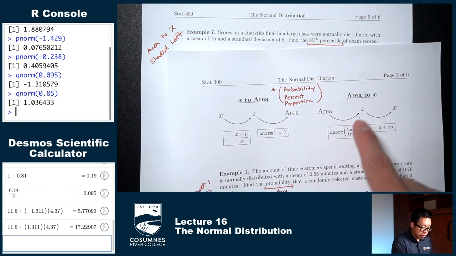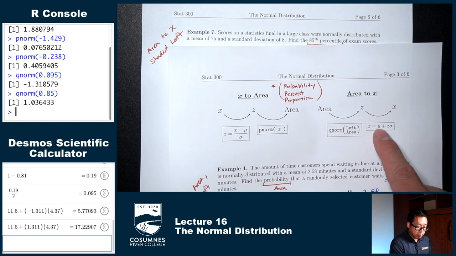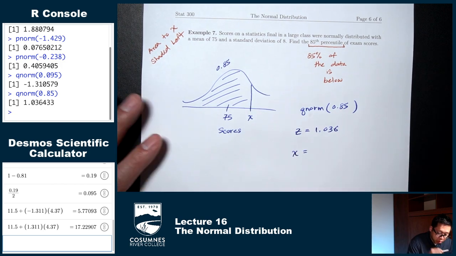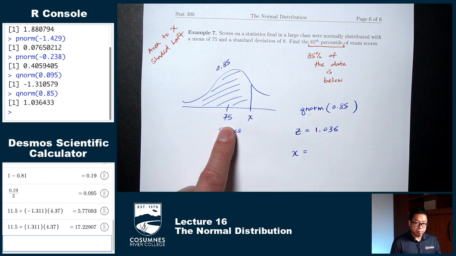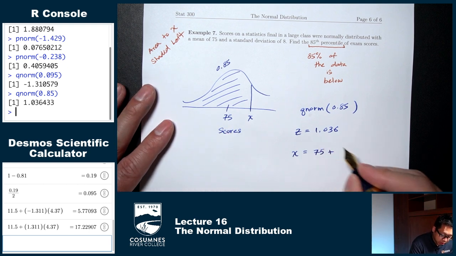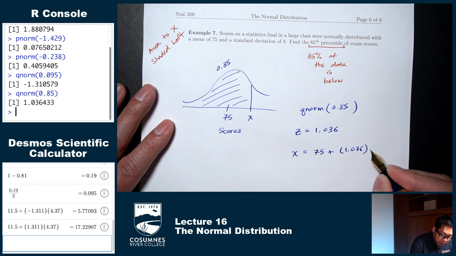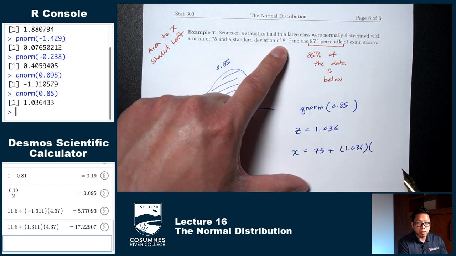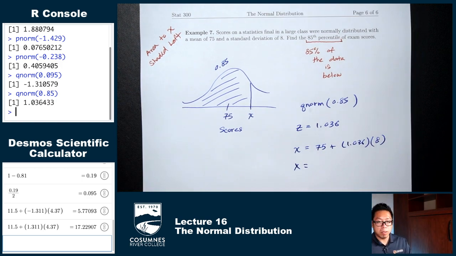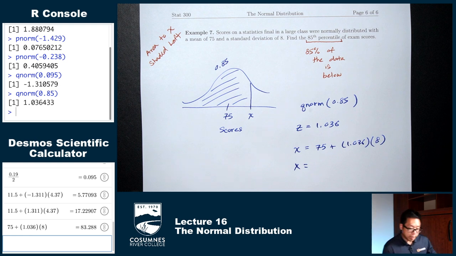Okay, so we already did area to z, qNorm. Last step is go from z to x by doing the x formula. So x formula, x equals mu, the mean. Mean here is 75. Plus z times the standard deviation. So z here is this 1.036 times the standard deviation, 8. Okay, plug this into a calculator. 75 plus 1.036 times 8. 83.288.